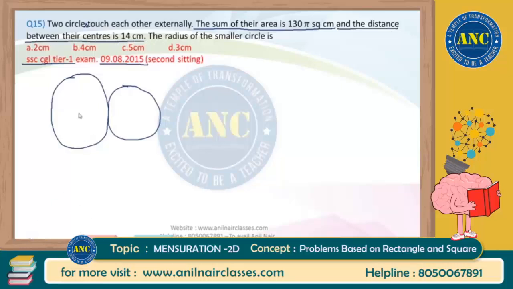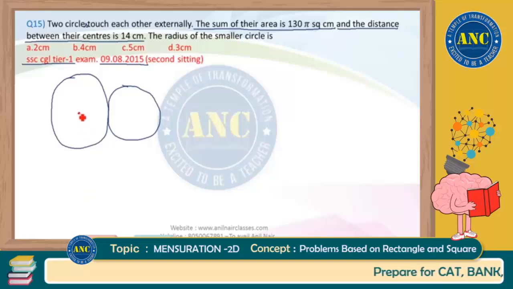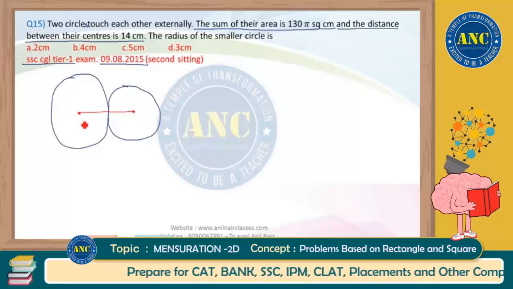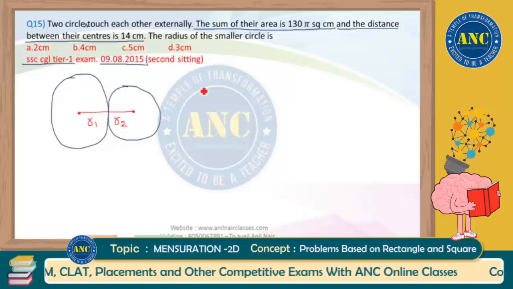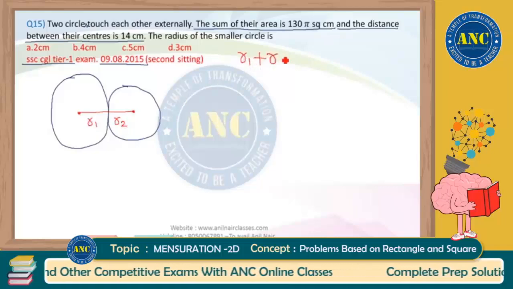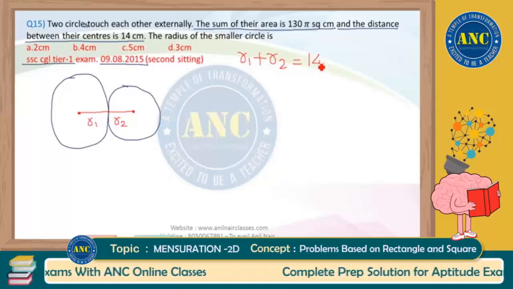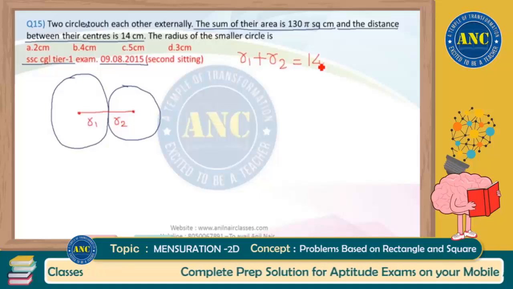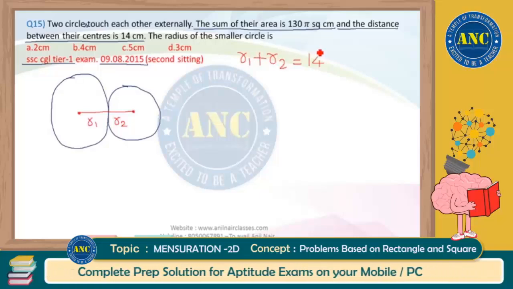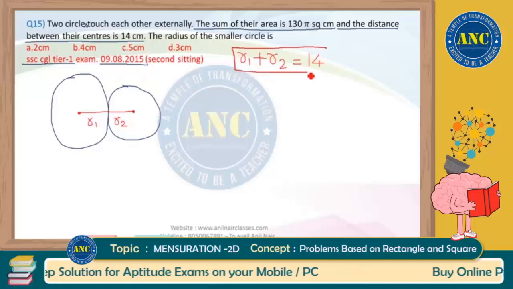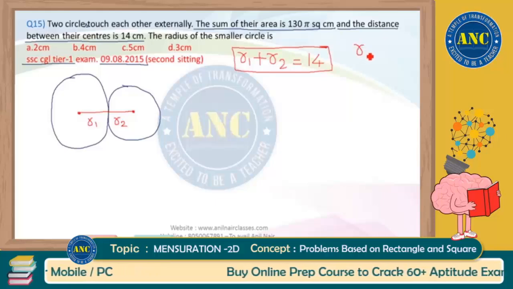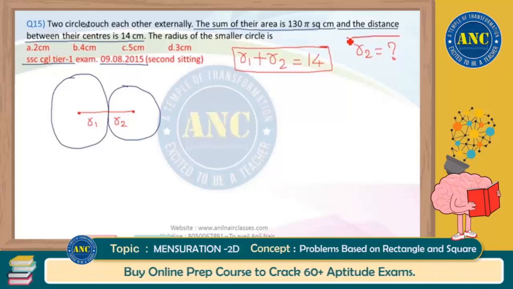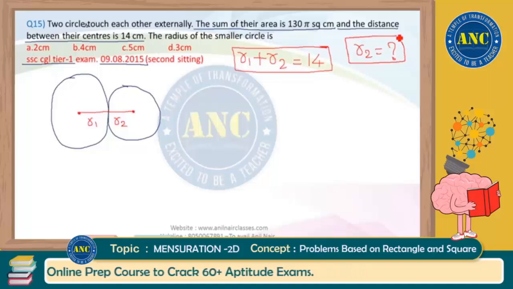That means this is the center of first circle, this is the center of second circle. So if I call the radius of first circle as r1 and radius of second circle as r2, the distance between them, r1 plus r2, is given in the question as 14 centimeter. Find the radius of smaller circle. That means in my diagram my smaller circle is r2. So in this question, as per my diagram, I need to find r2 value.